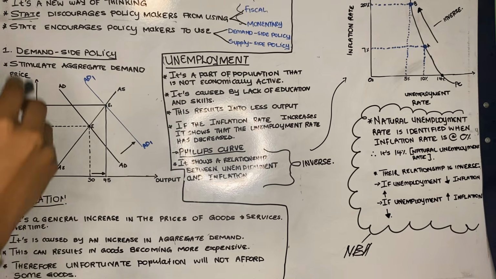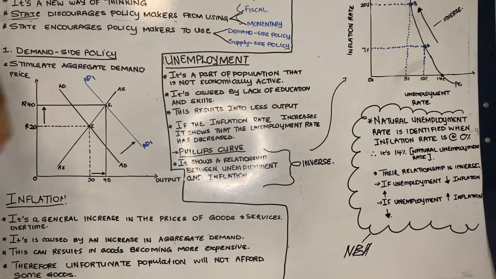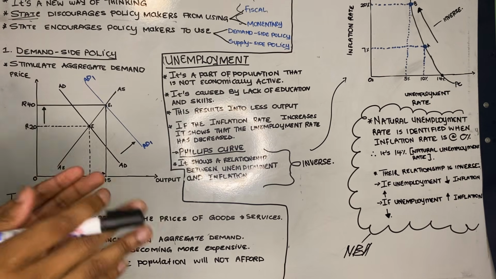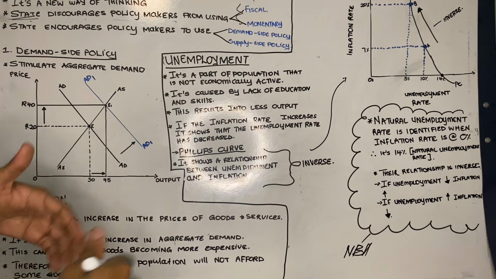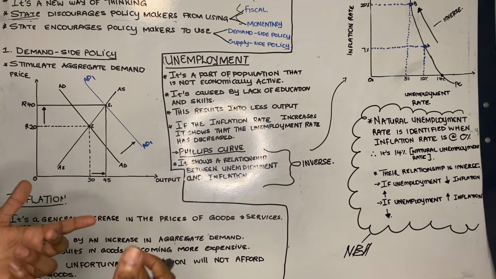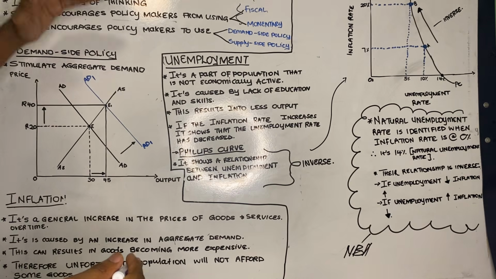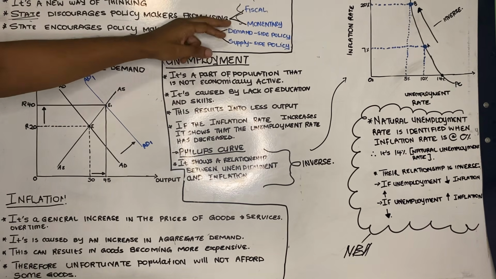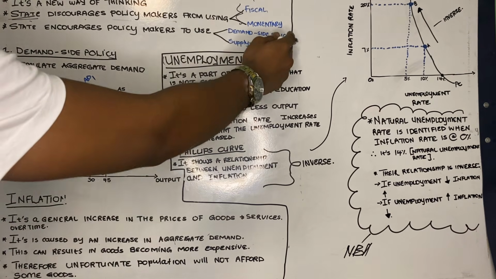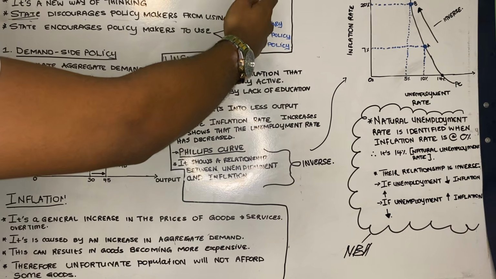So let's just start with the demand side policy. Remember, these policies are only used when we want to put the economy in the right direction or when we want to boost the growth of the economy. So in this case, the government discourages policymakers from using the old ones and encourages them to use the new ones, which are demand side policy and supply side policy. That's the whole concept of the new economic paradigm, right?